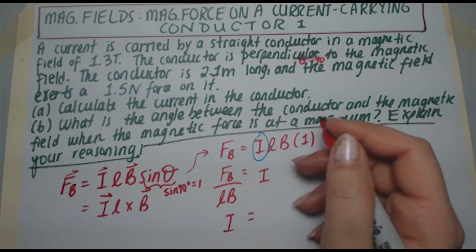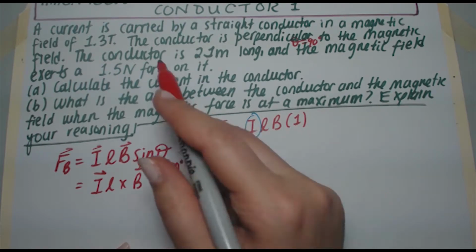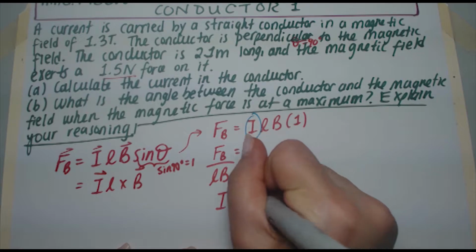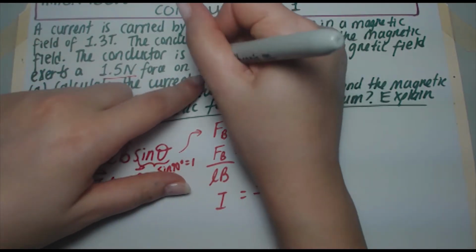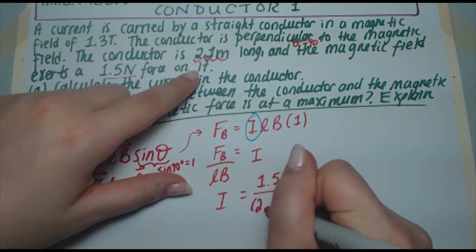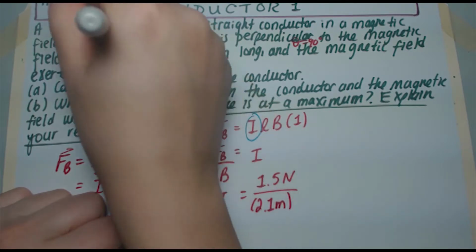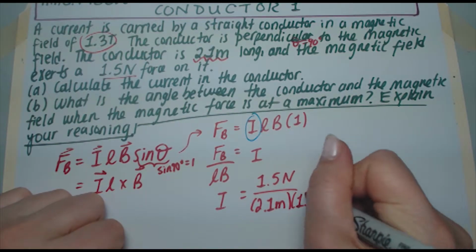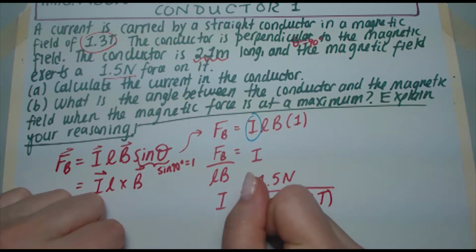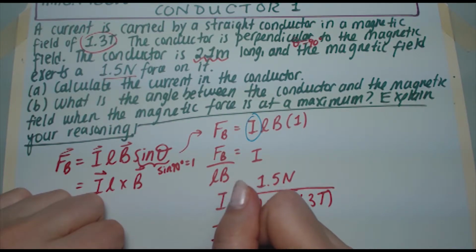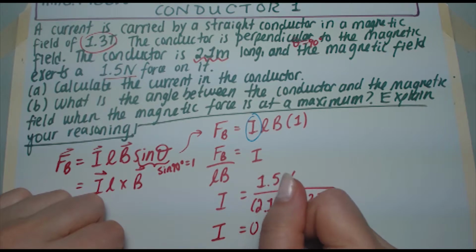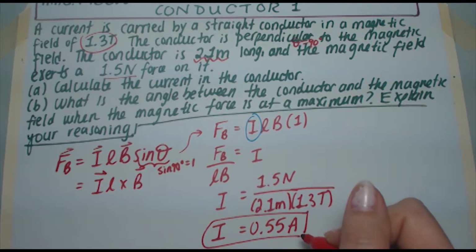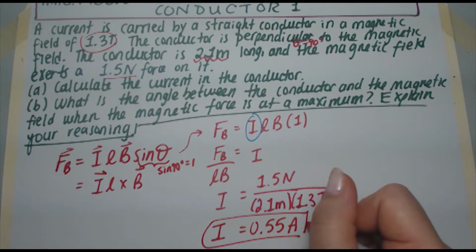So I is equal to FB, the force that's exerted, which is 1.5 newtons, and the length of the wire is 2.1 meters, and the magnitude of the magnetic field is 1.3 Tesla. You just simply have to punch this in your calculator and see what you get. And when you do, you get the current to be 0.55 amperes. So there's the answer for part A.